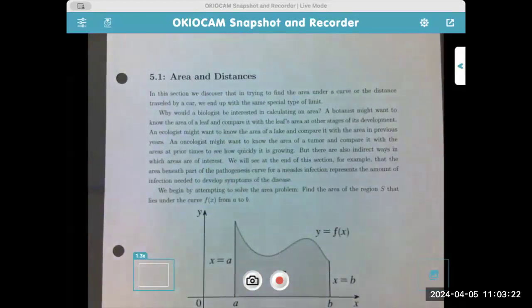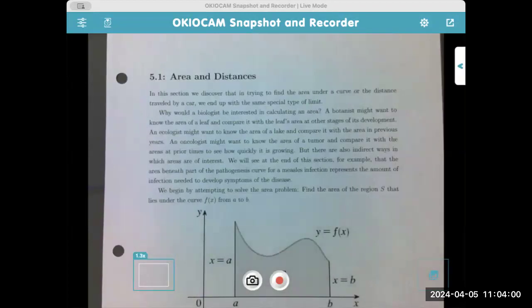In this section, we discover that trying to find the area under the curve or distances traveled by a car, we end up with the same special type of limit. Why would a biologist be interested in calculating an area? A botanist might want to know the area of a leaf and compare it with the leaf's area at other stages of its development. An ecologist might want to know the area of a lake and compare it with the area in previous years. An oncologist might want to know the area of a tumor and compare it with the areas at prior times to see how quickly it's growing.